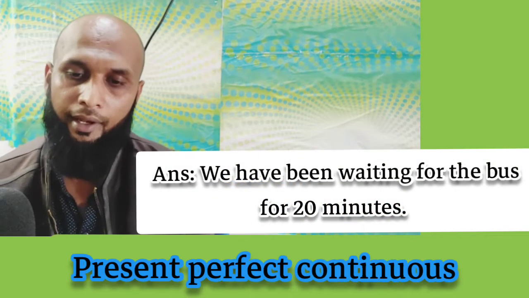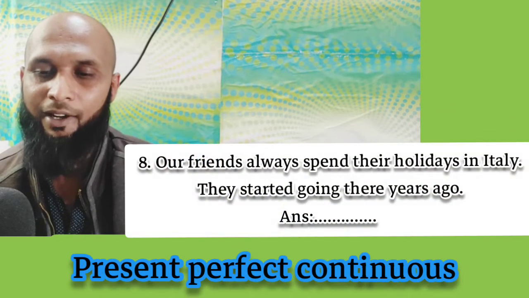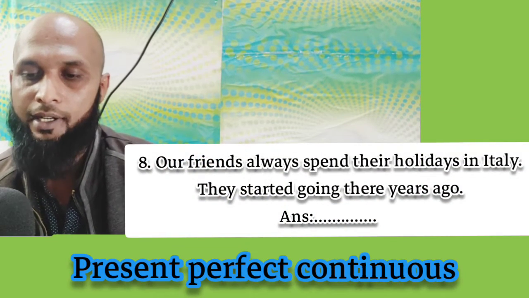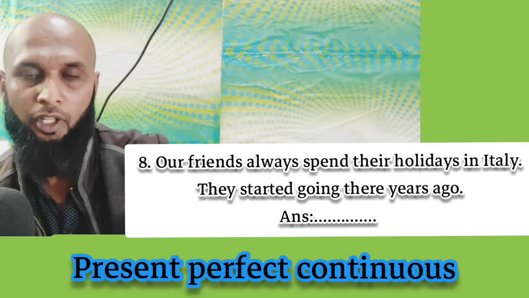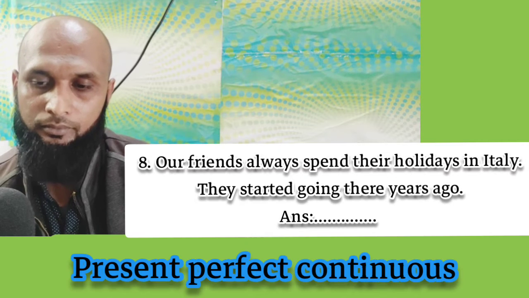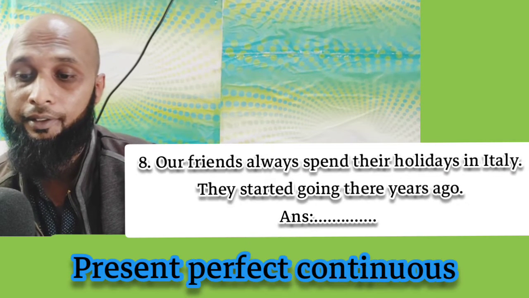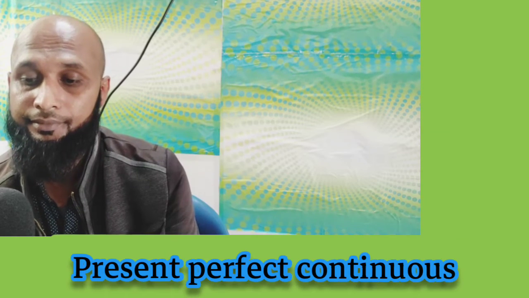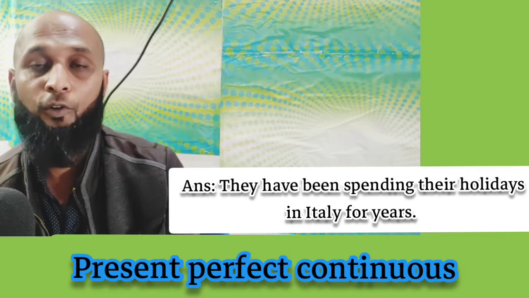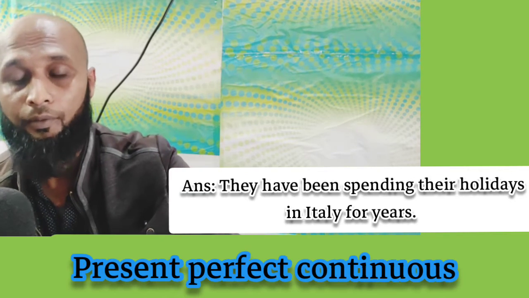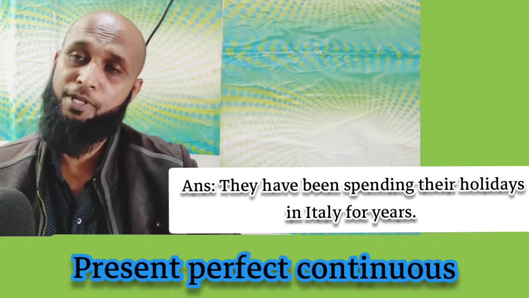Alright? And let me ask you one more question here. Our friends always spend their holidays in Italy. They started going there years ago. How are you going to say this in present perfect continuous? That's right. They have been spending their holidays in Italy for years. These are the ways that you are going to be using present perfect tense.